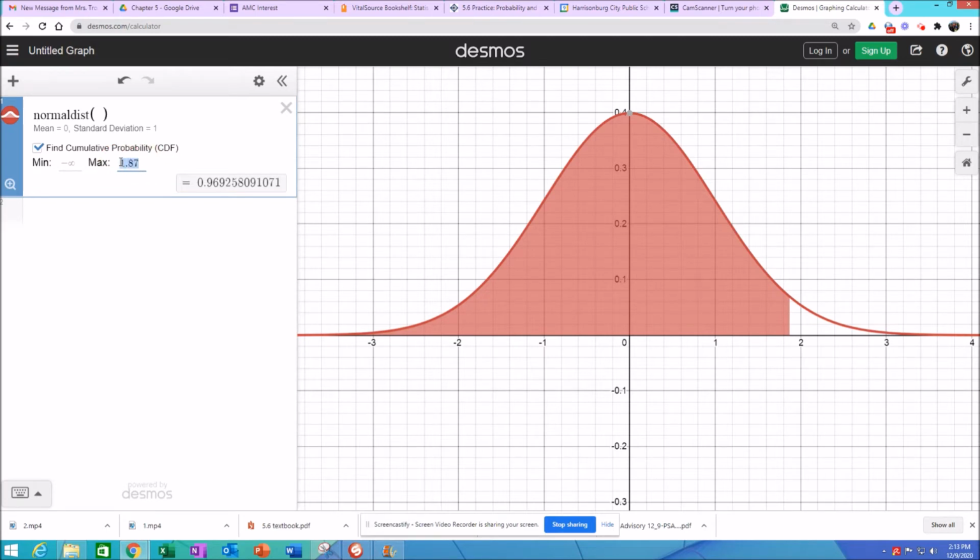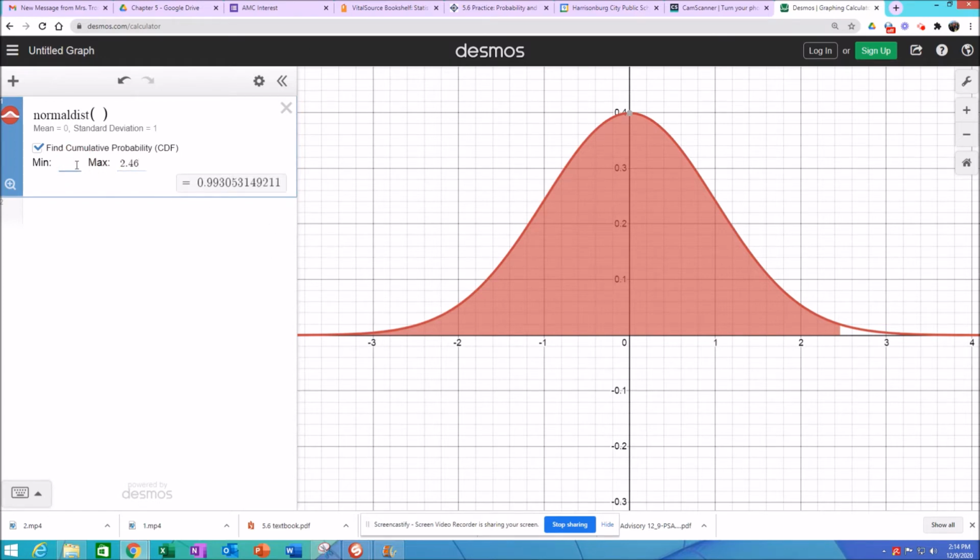Part B went between a z-score of 0.5 and 1.79. So between 0.5 and 1.79, this is a probability of 27%. So between these two z-scores, about 27% of the people, 0.27.